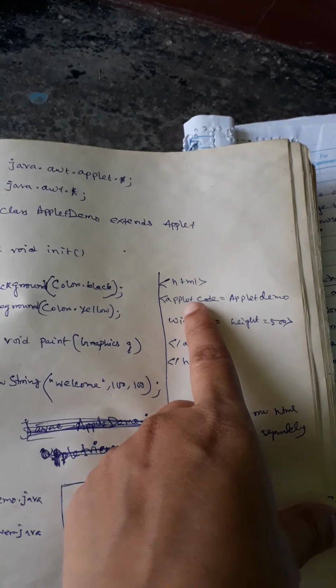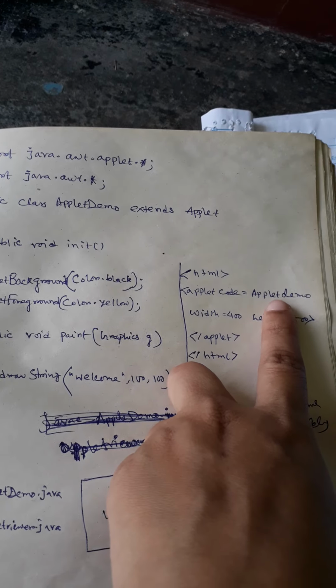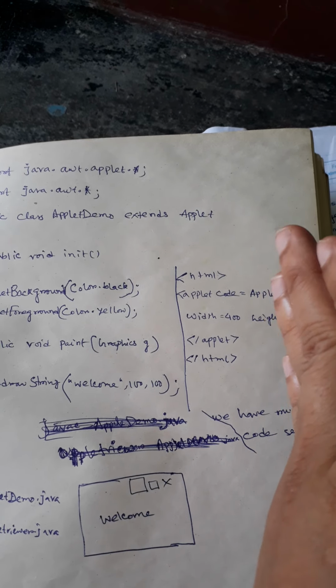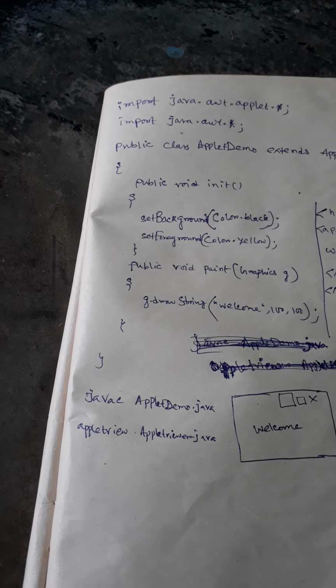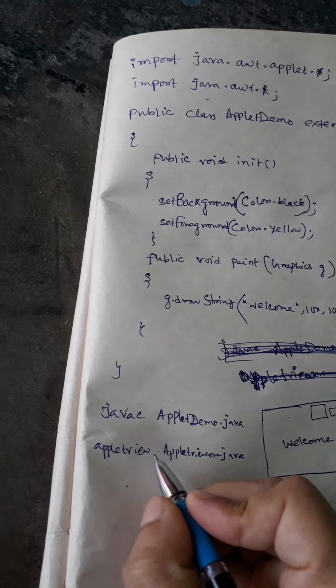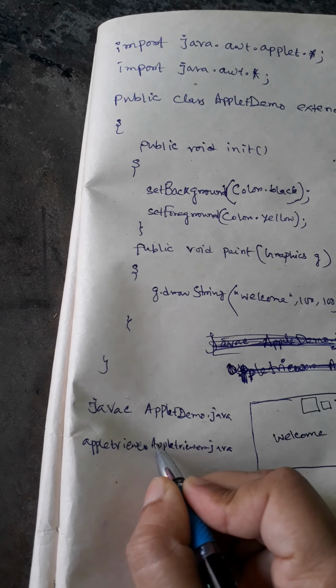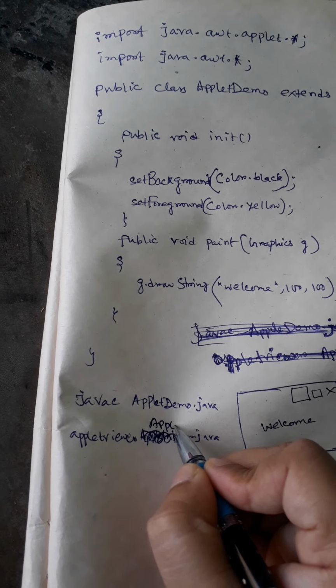And separately you can write the HTML code, where you just mention the class name of the applet code, and then you can run the HTML code, or just using the applet viewer tool you can run the applet program.